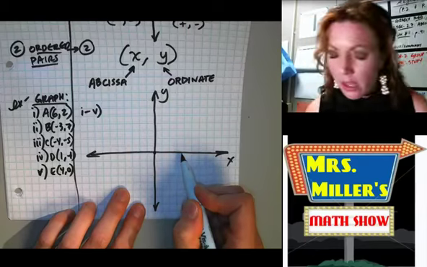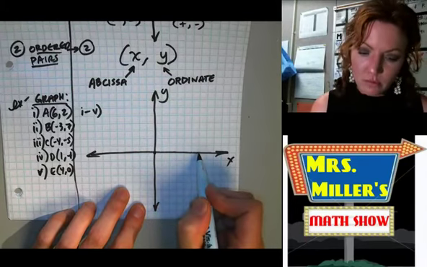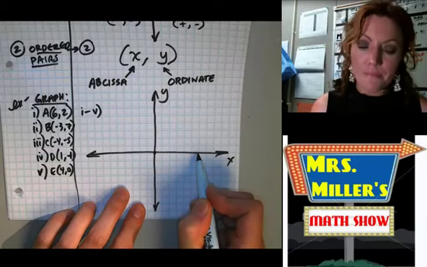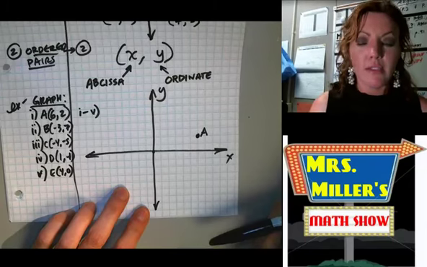So count 6 places to the right. 1, 2, 3, 4, 5, 6, then what? And then afterwards, you take the y-coordinate and you rise to. Perfect. And then put an A next to it so you don't get lost.